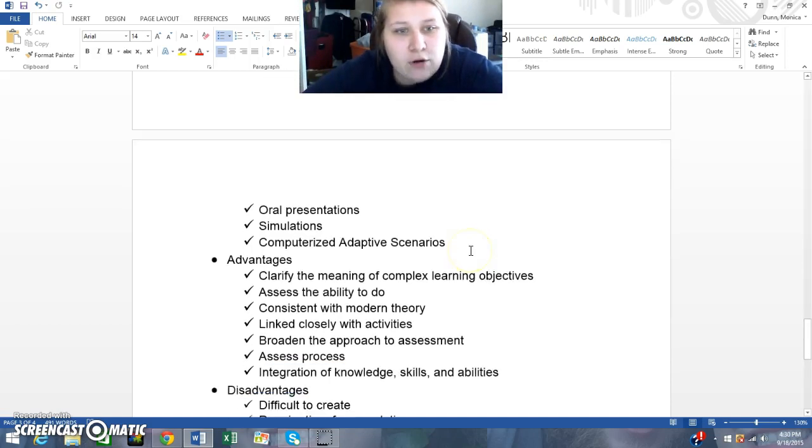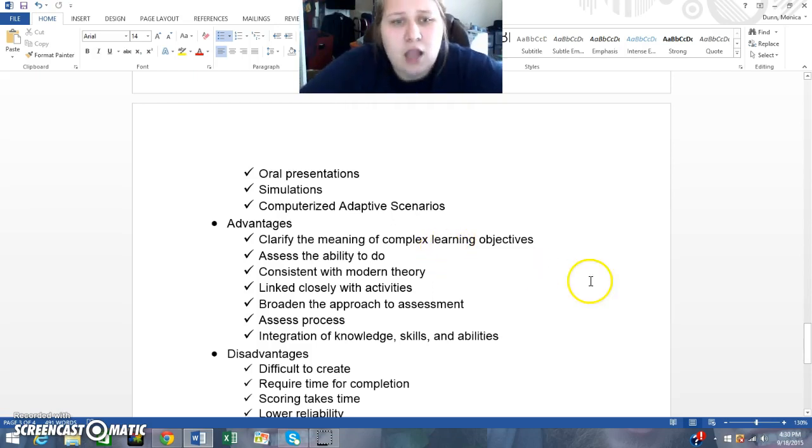Okay? There are many advantages. Performance assessments can clarify the meaning of complex learning objectives. They can assess the ability to do. It shows you what the student can do. They're consistent with modern theory, so it's really accepted right now. It can be linked closely with teaching activities.